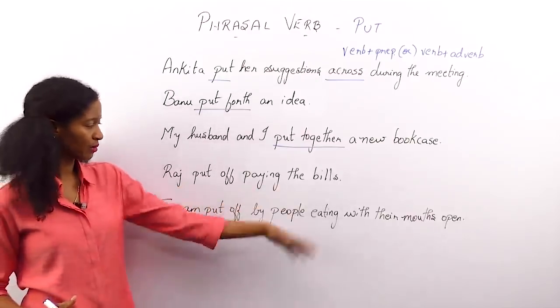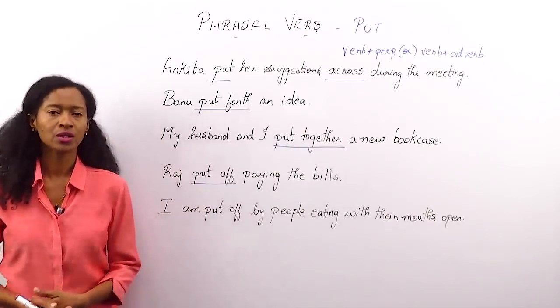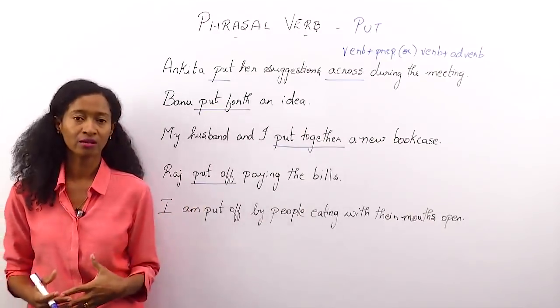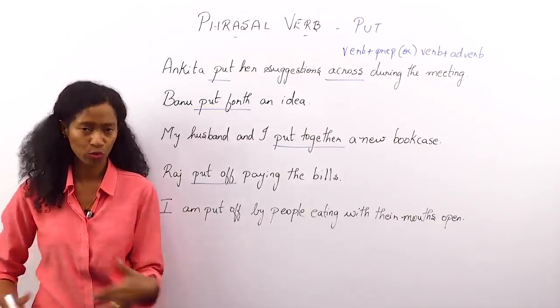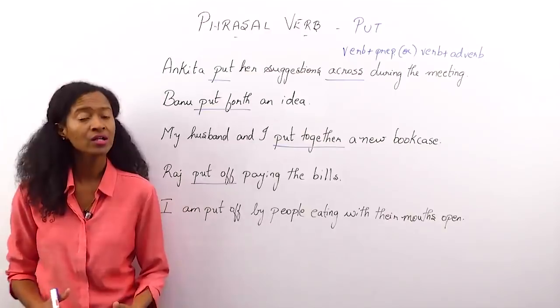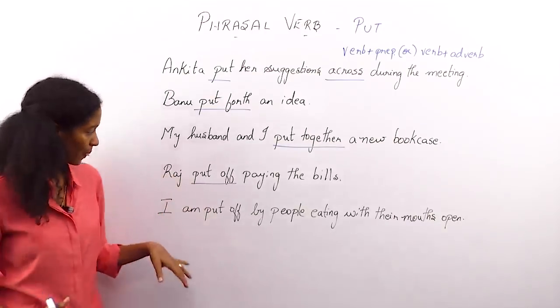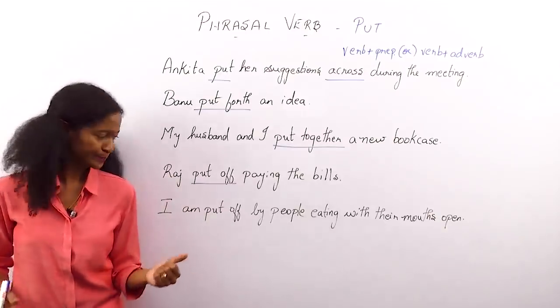Raj put off paying the bills. Put off is our phrasal verb here. What can put off mean here? He probably postponed it. He didn't pay the bills when it was required to be paid, right? Or he delayed the payment. Put off: postpone or delay.